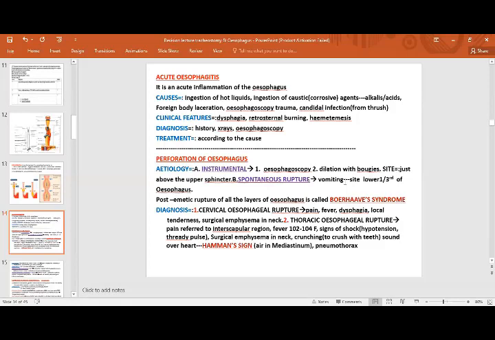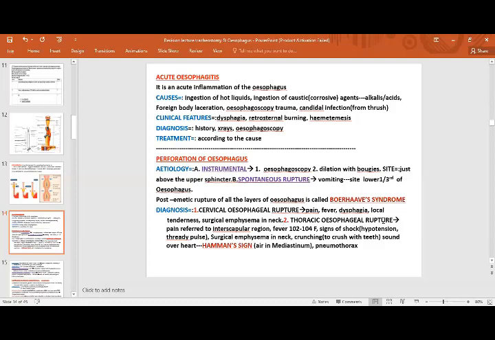And how will we diagnose these conditions? Again, we can divide it into cervical esophageal rupture or thoracic esophageal rupture, because in both cases the symptoms are different. If there is a cervical esophageal rupture, then the presentation would be a lot of pain in the neck, fever, dysphagia, local tenderness, and surgical emphysema in the neck. Whenever you touch the neck, there would be a cracking sound in the neck.